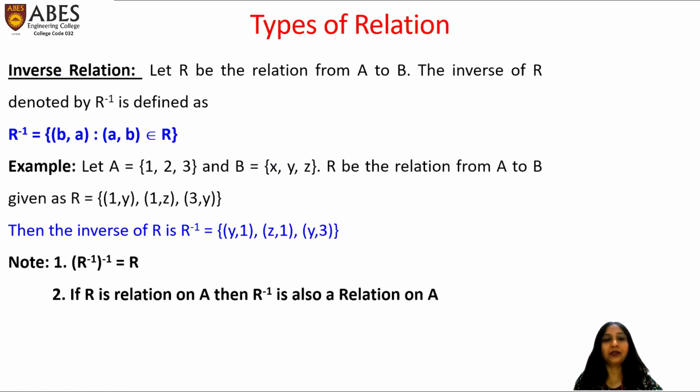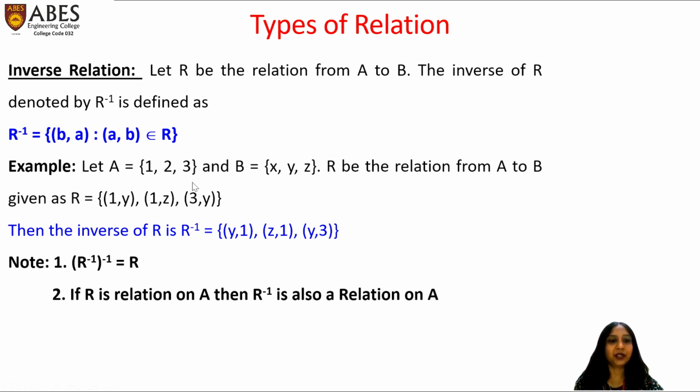Now it's very important to define the types of relation. The first is the inverse relation. Let R be a relation from A to B. The inverse of the relation will be denoted by R inverse, and it is simply defined by changing the ordered pair. In R inverse, if we have B comma A, then it will become A comma B.